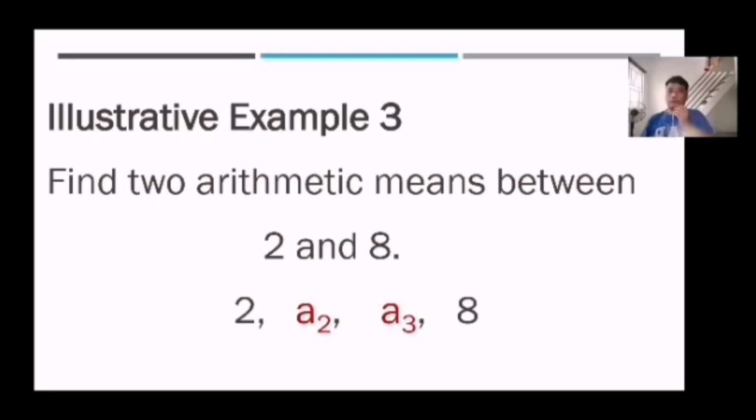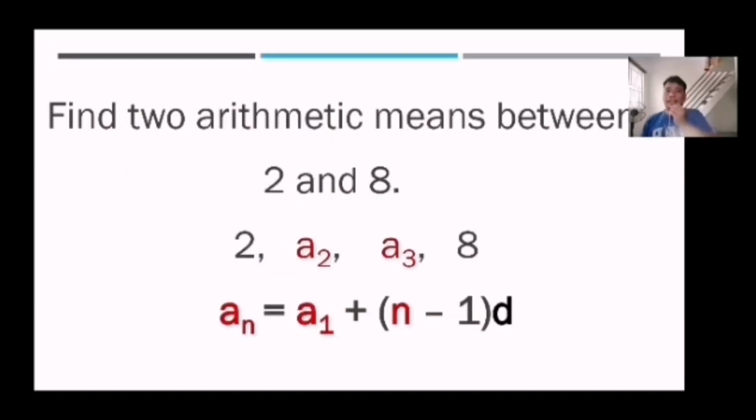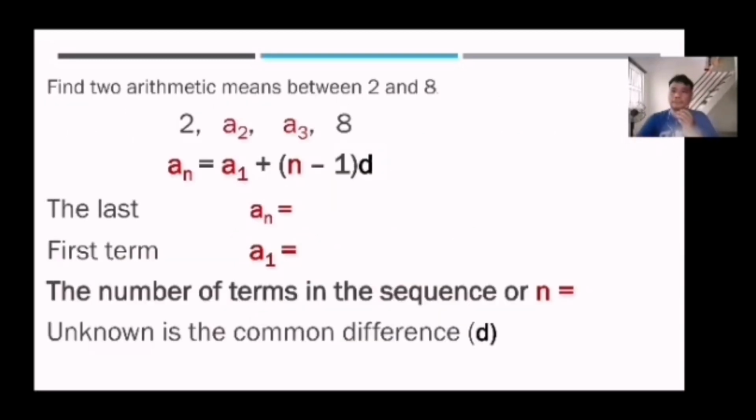So in solving for arithmetic mean, we'll be using again the arithmetic sequence formula. But this time, the unknown will be the common difference. So we'll be needing the terms in red color. They are a sub n, a sub 1, and the value of n. Okay, so just like solving for arithmetic sequence, the values in red can be found in the question itself. Let's start.